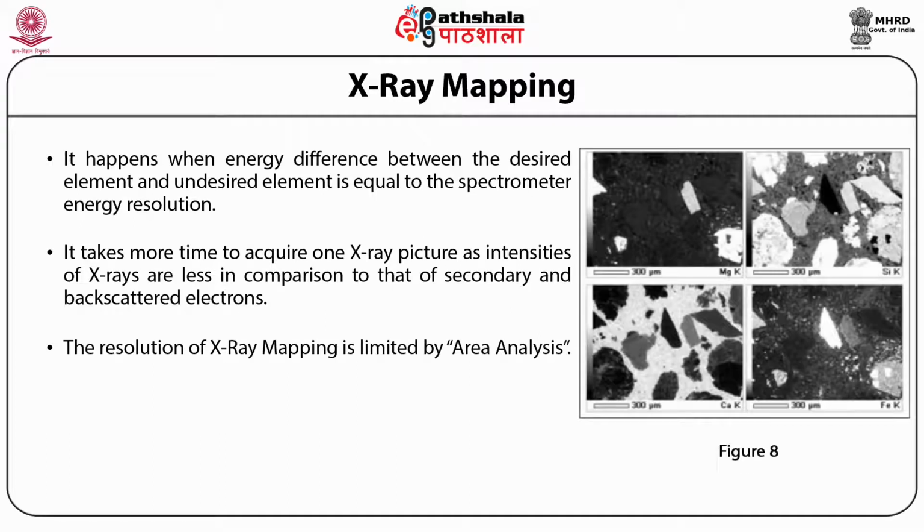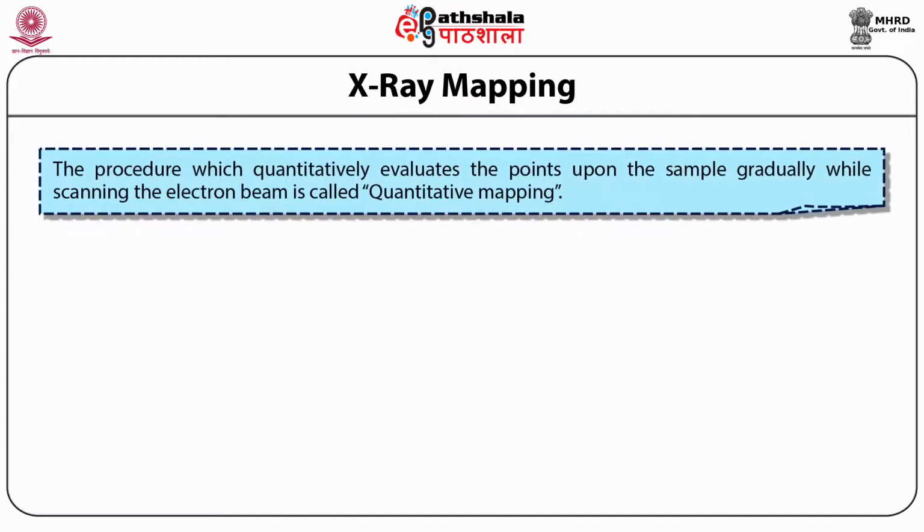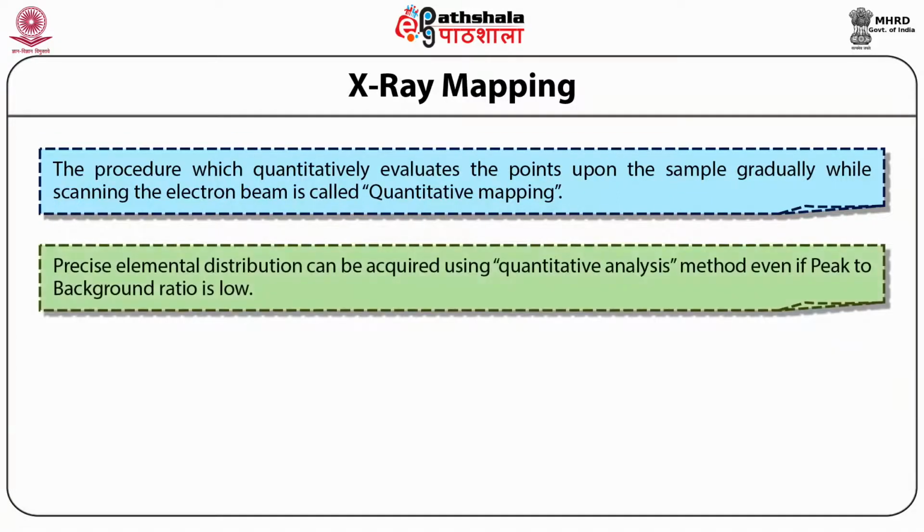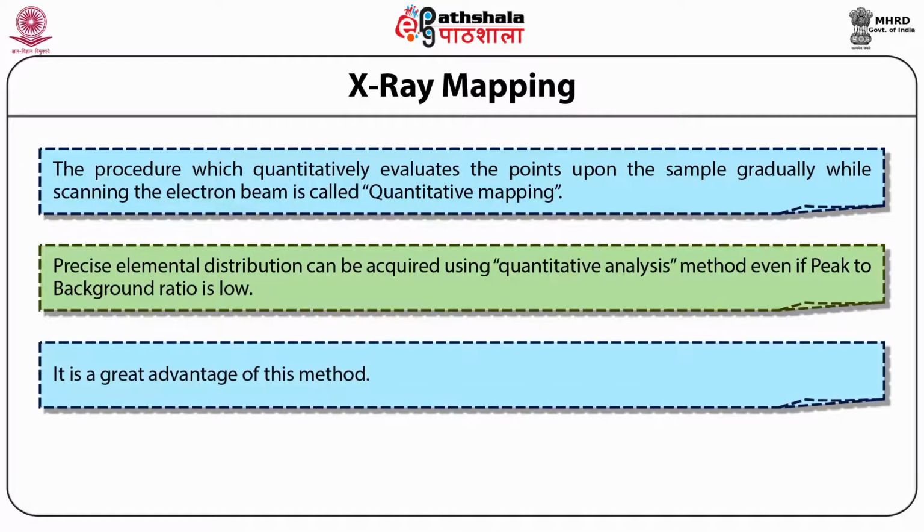Figure shows an example of X-ray mapping. The procedure which quantitatively evaluates the points upon the sample gradually while scanning the electron beam is called quantitative mapping. Precise elemental distributions can be acquired using the quantitative analysis method even if the peak to background ratio is low. It is a great advantage of this method.